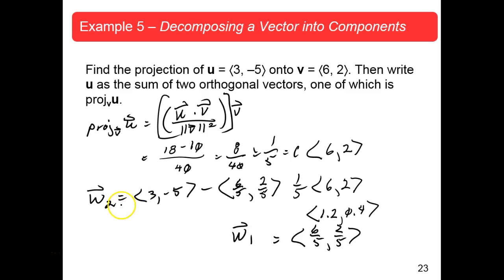So this would be 15/5 minus 6/5 would be, is it 9/5? Yeah, I believe that's right. And minus 25/5 minus 2/5 is minus 27/5. So I think that is your vector W2. And that's what they got as well.